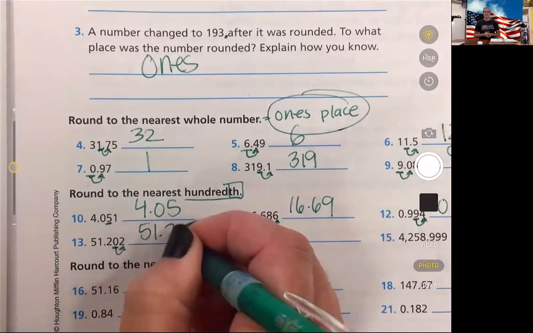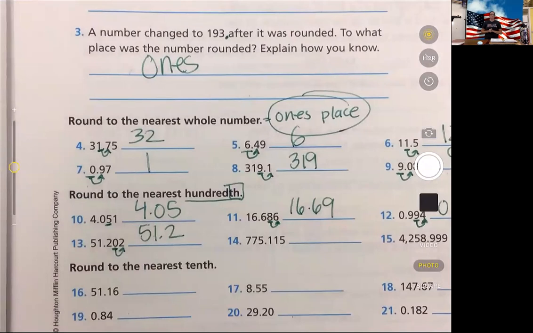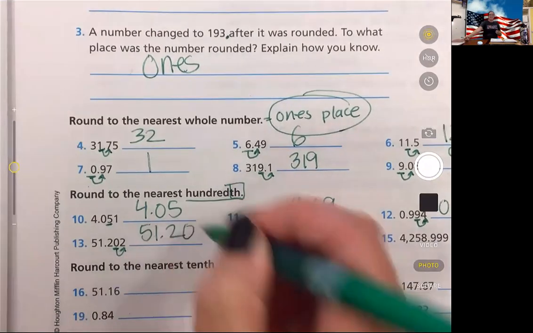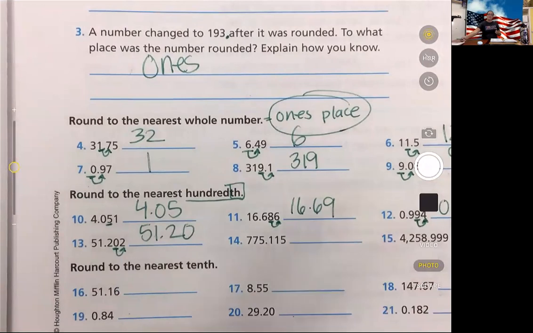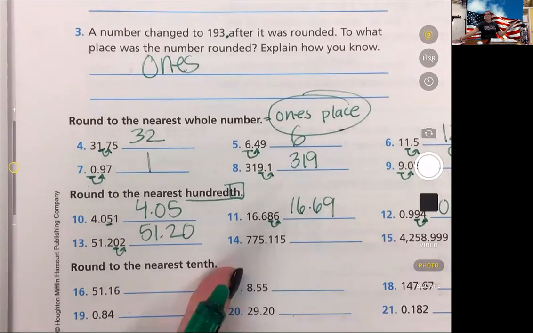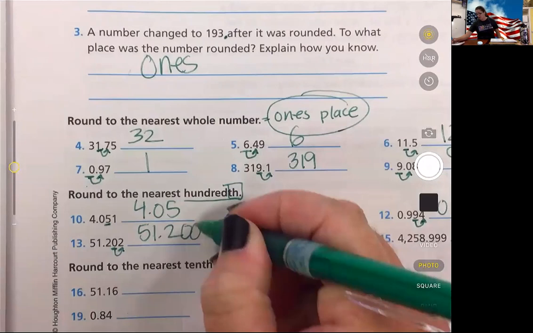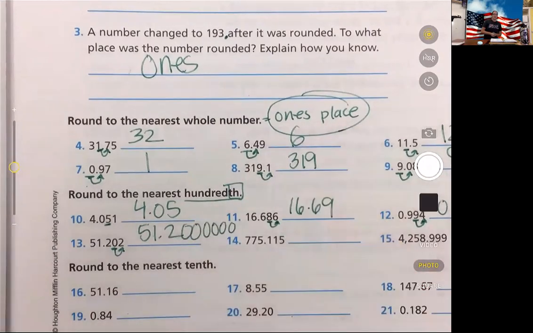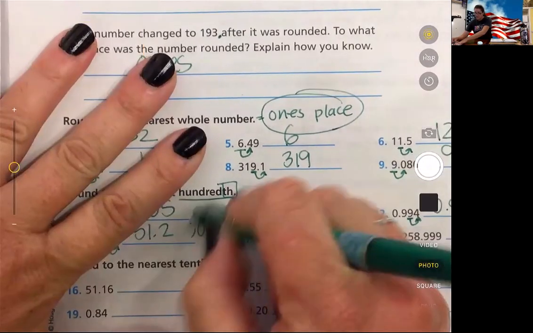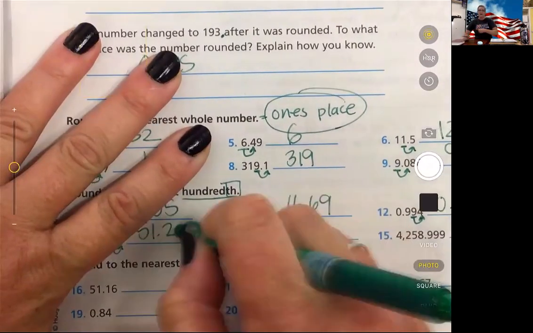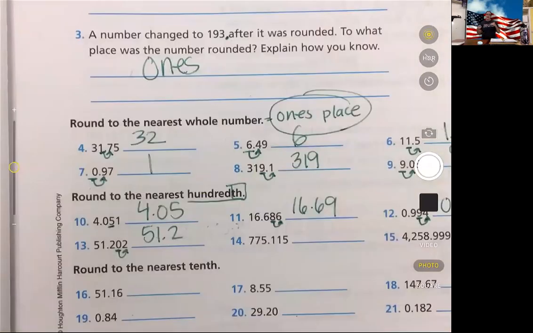Can I write my answer like that? No, I don't need that 0. That 0 is doing nothing. Because remember, I could add zeros all day long, and it's not going to change my value. So I really don't need that 0. You can put it on there, you can use a little extra lead if you want and write it. But if it's a 0 at the end of a decimal, you don't need it. Now, if we're on the other side of the decimal, we do need it.